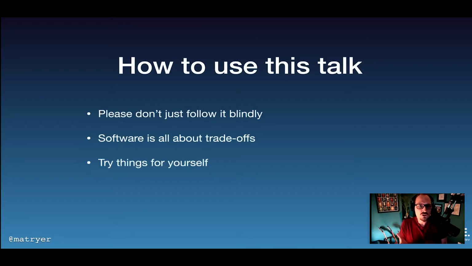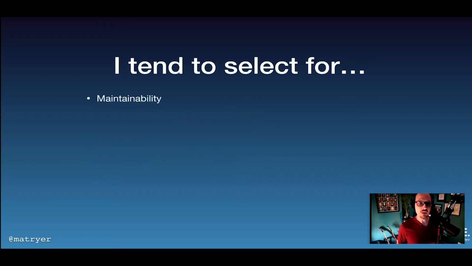So how should you use this talk then? It's not to just be followed blindly. Software often is about trade-offs and decision making, and these decisions are yours to make as a team. So it's really about trying things and seeing what fits. And if things don't fit, then it's okay. Hopefully there's still some useful stuff anyway.